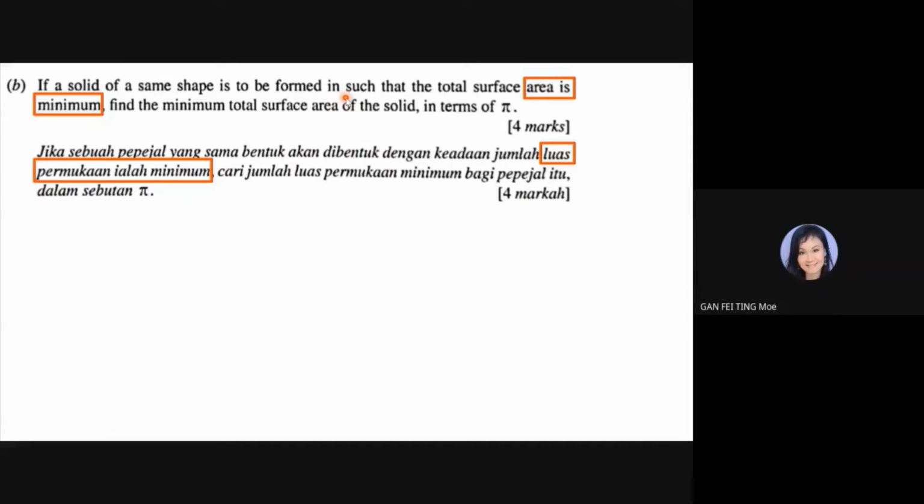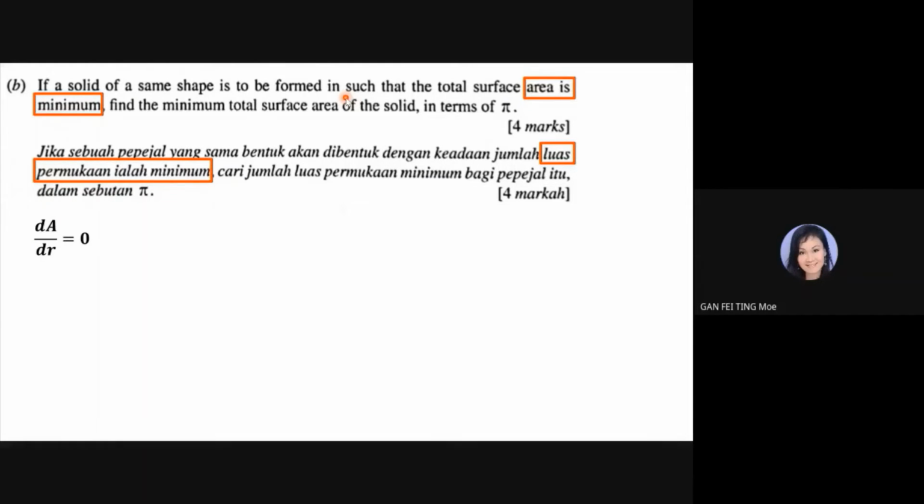So then part B. Part B: if a solid of the same shape is to be formed such that the total surface area is minimum, find the minimum total surface area of the solid in terms of pi. When we say minimum, what did you learn about minimum? Minimum is the turning point in our Cartesian plane. So how do you get the turning point? By differentiating. For a minimum or turning point, your dy/dx should equal 0. That's why dA/dr equals 0.